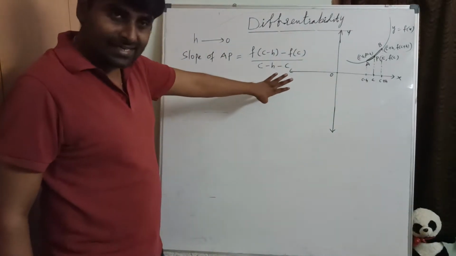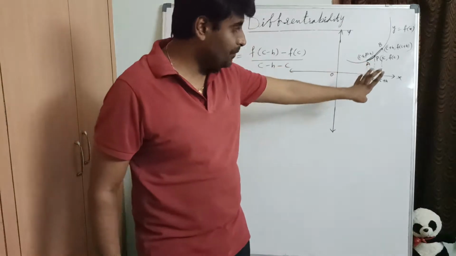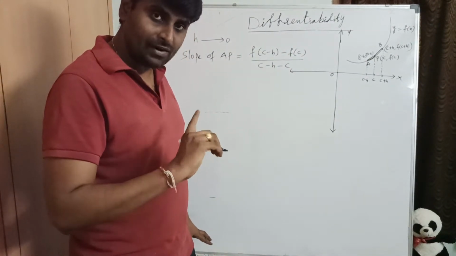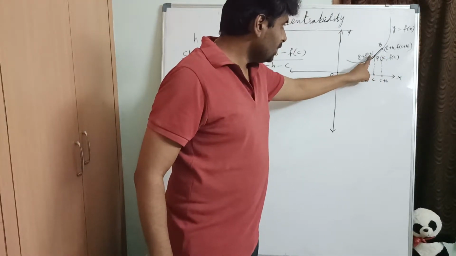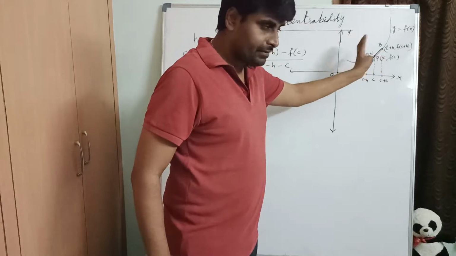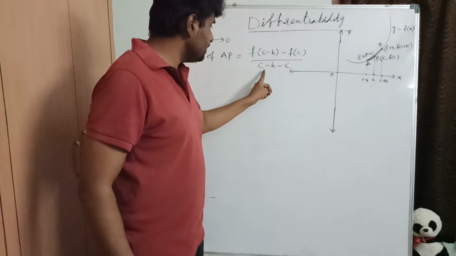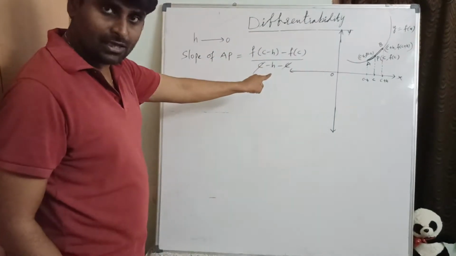So what did I write? I am going to find the slope of AP, from point A to point P: y2 minus y1 by x2 minus x1. What is the slope of a line segment? y2 minus y1 by x2 minus x1. Anyway, y1 minus y2 also we can use. So f of c minus h minus f of c by c minus h minus c. This is the slope of AP, correct or not?